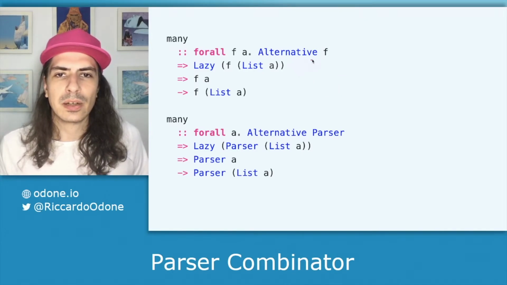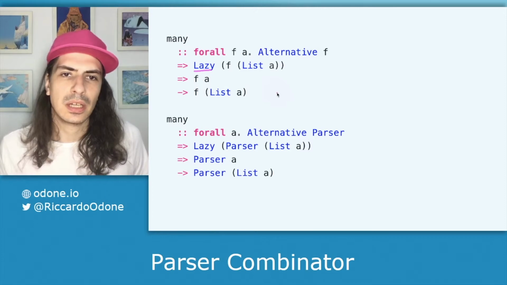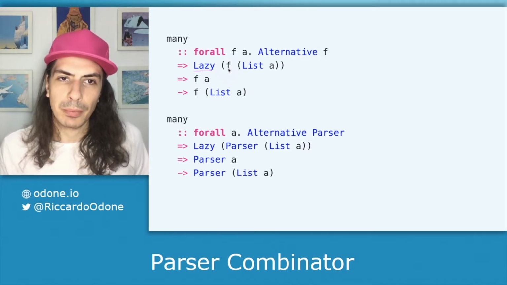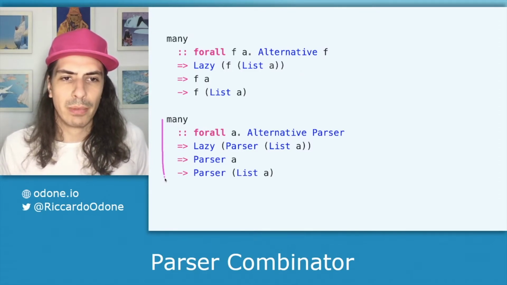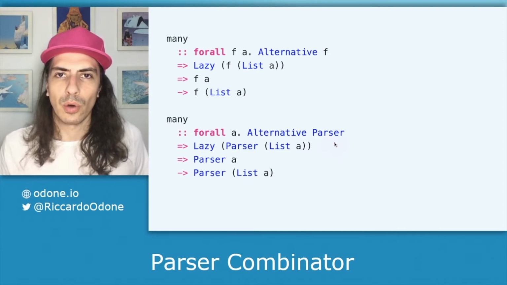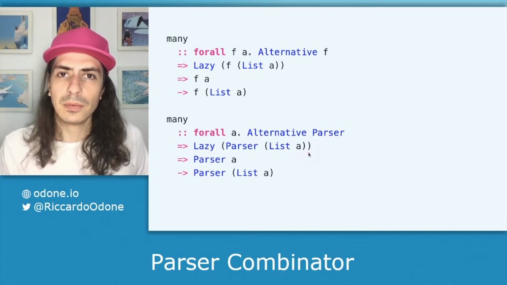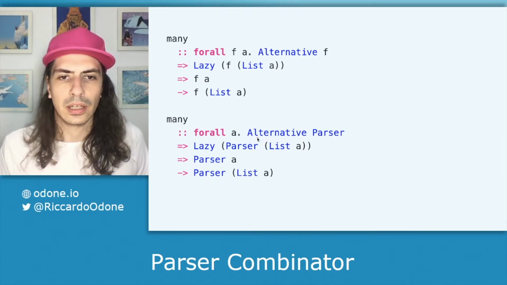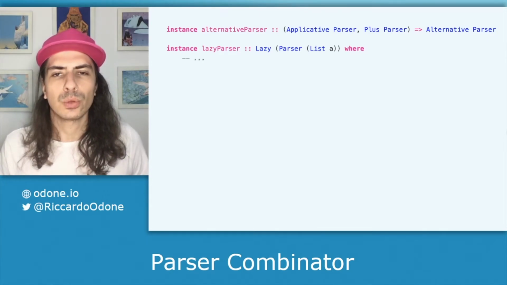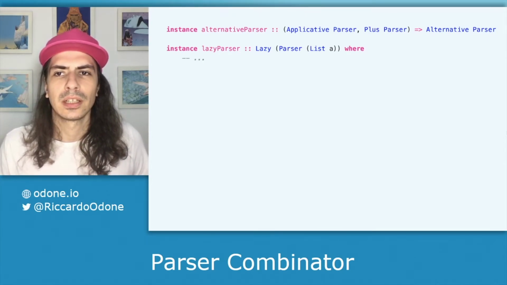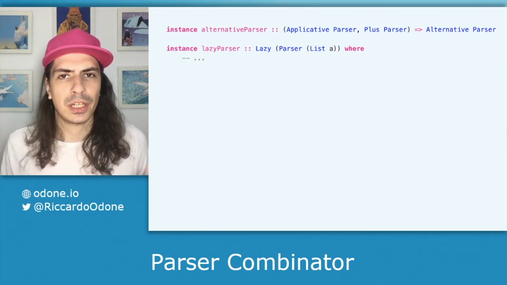So as long as we have a context F that is an alternative, and also we have a lazy implementation for F of list of A, then we can use this function. In our concrete case, many would look something like this. So we need an instance of lazy parser list of A and alternative parser. Now for a type to be alternative, it needs to be applicative and plus, which we already have. So we just declare the alternative parser and that's all we need.